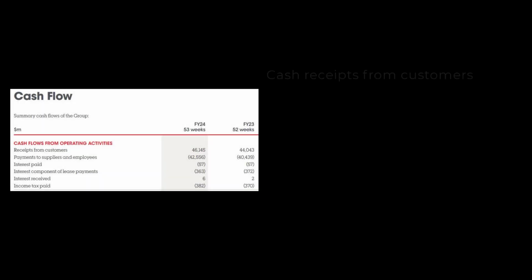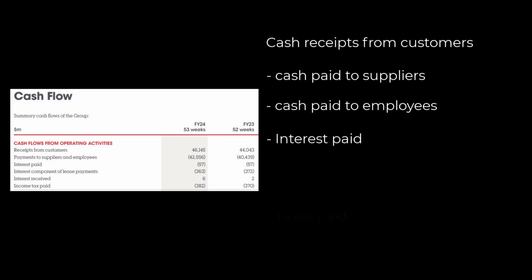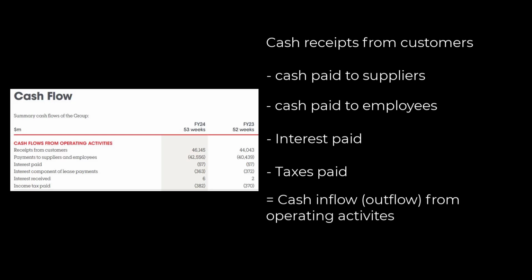The direct method starts with cash receipts from customers. Then you subtract cash paid to suppliers, cash paid to employees, interest paid, and taxes paid. At the end, you get the cash inflow or outflow from operating activities.